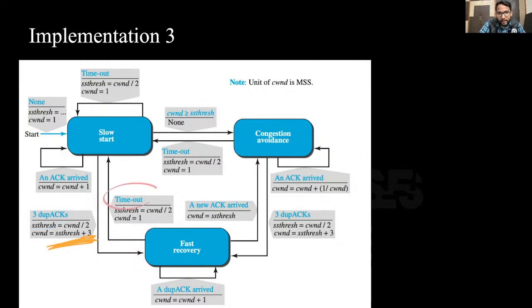But on the timeout, whenever there is a timeout, in this state, in this state, in this state, I'm always going to the slow start. So that's the only thing I need to remember. In any implementation you talk about in TCP, you always go to the slow start on timeout.